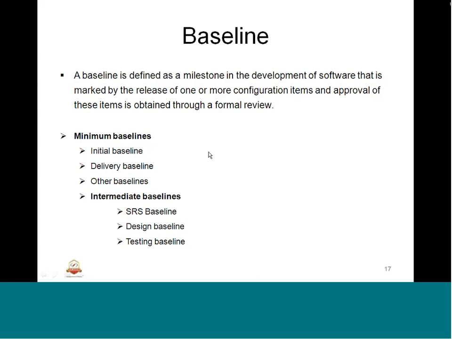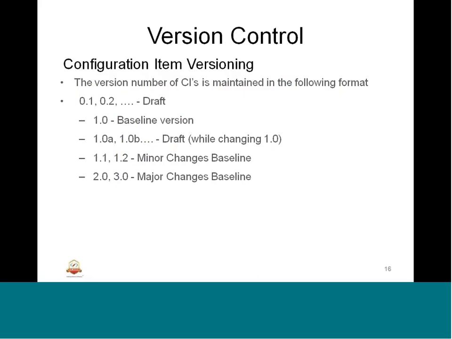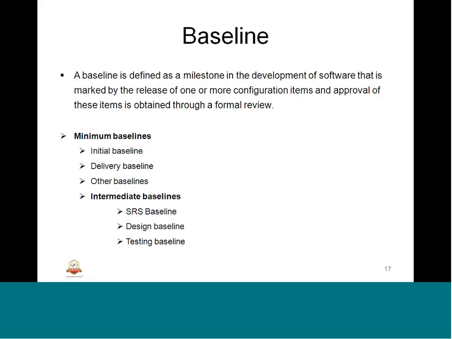So minimum baselines we can have: initial baseline, delivery baseline, other baselines, and it could be intermediate baselines also. And of course the kinds of baselines we can create in terms of versioning are minor baseline and major baseline, but usually they have a minor baseline, major baseline, initial baseline and delivery baseline. And after delivery, or before the final delivery, we can have intermediate baselines such as SRS, design, testing baselines. This will be part of the baseline activities.